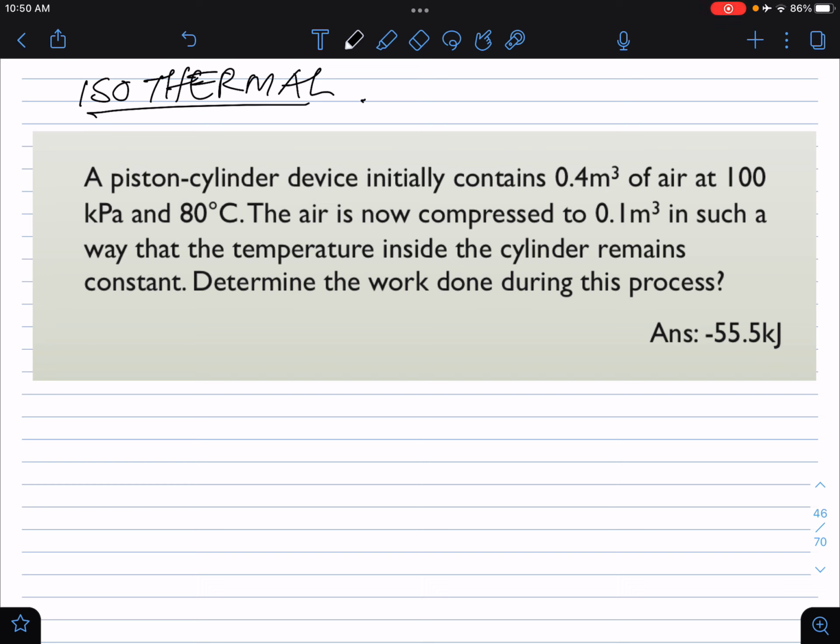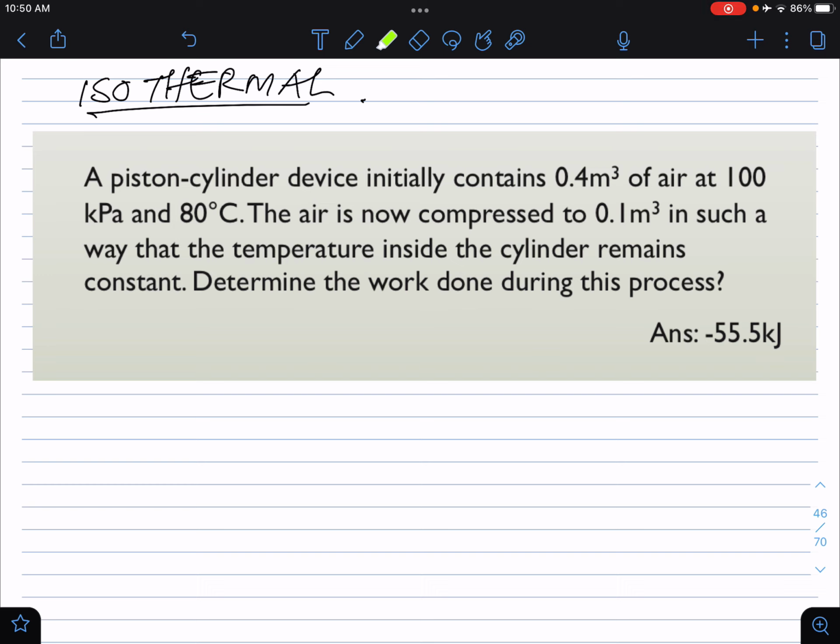A piston cylinder device initially contains 0.4 meter cube of air at 100 kPa and 80 degrees Celsius. The air is now compressed to 0.1 meter cube in such a way that the temperature inside the cylinder remains constant. Determine the work done during this process. So this time also it asks for the work done.